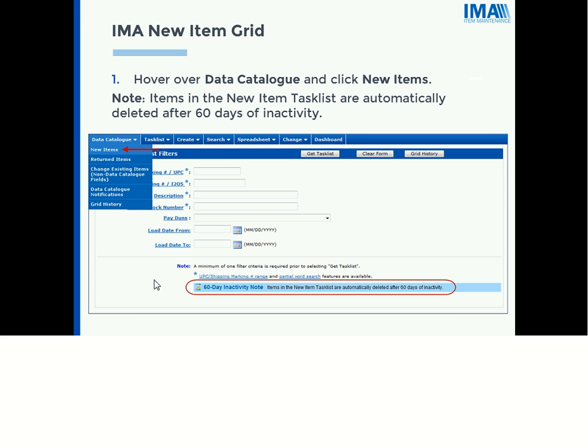To prevent that from happening, all you have to do is just go in and do something with your items. Bring them up in your task list and put them on a grid. Or if they're already on a grid, change a field and then save your grid again. So you just have to do something, touch them, in order to keep them from being deleted.